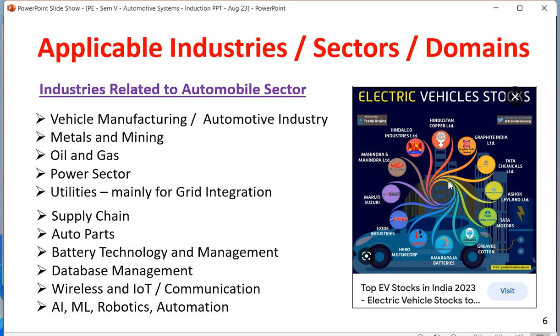On the right side you can find the electric vehicle stocks. Electric vehicles are the next generation vehicles. What we are going to study in this course is not electric vehicles, but mainly IC engine based vehicles. But we are going to touch upon electric vehicles, and you can see that it starts from the tire industry to Tata Motors to Griffs Cotton.